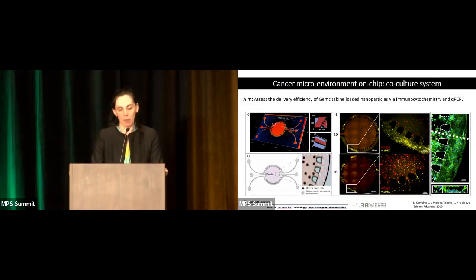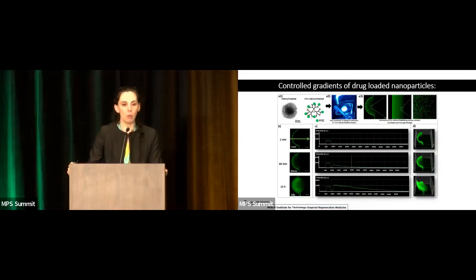So the matrix can be stiffened on demand. Here, as I mentioned, the cancer cells are in the middle, and in the surrounding channels, we have microvasculature. What we wanted to see was how we could achieve controlled gradients of drug-loaded nanoparticles. So we chose a standard drug to treat colon cancer, just to assess how this drug would diffuse inwards.